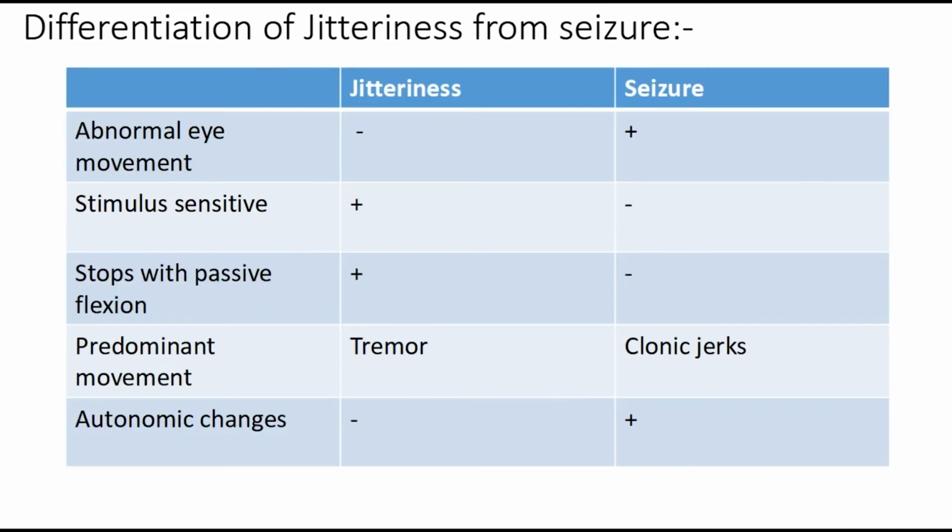Now, a new thing: differentiation of jitteriness from seizures. Jitteriness is a tremulous movement of the limbs. In jitteriness, there is no abnormal eye movement, while in seizure, abnormal eye movement is present. Jitteriness is sensitive to stimuli such as loud music, loud voice, and light, which can precipitate jitteriness, but seizures are not stimulus sensitive. Jitteriness stops with passive flexion, while seizures do not stop with passive flexion.